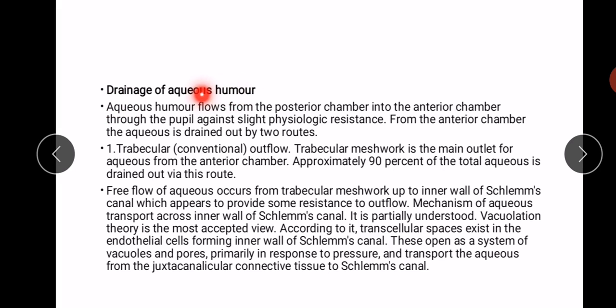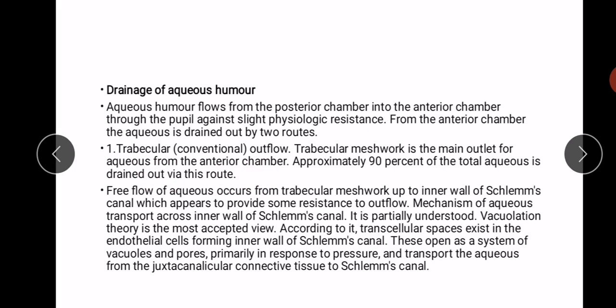So, drainage of aqueous humor occurs by flowing of aqueous humor from the posterior chamber into the anterior chamber. How does it flow from the posterior chamber to the anterior chamber? Through the pupil, and here a slight physiologic resistance is encountered. From the anterior chamber, the aqueous is drained out by two routes. The first one is trabecular or conventional outflow. Trabecular meshwork is the main outlet for the aqueous from the anterior chamber.